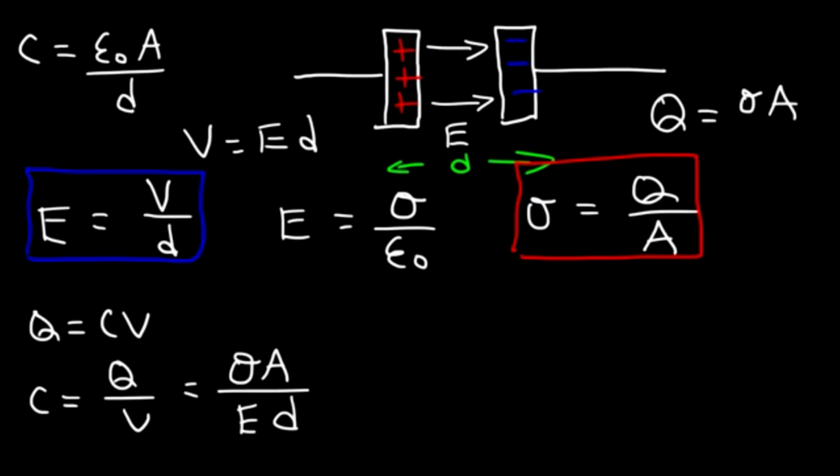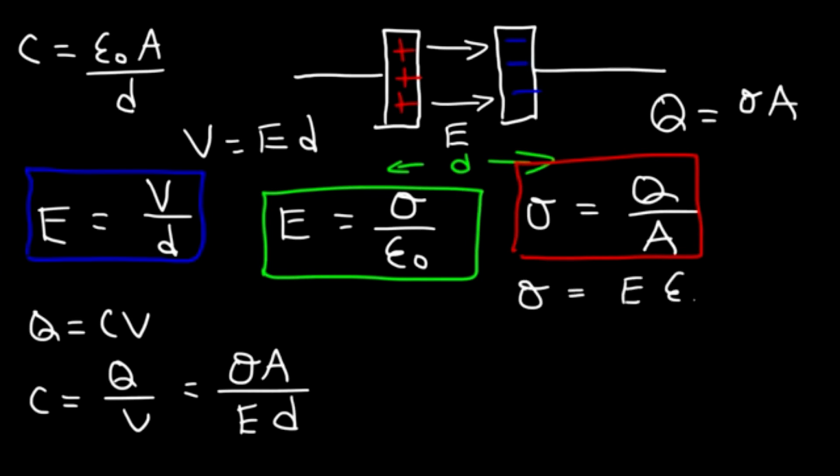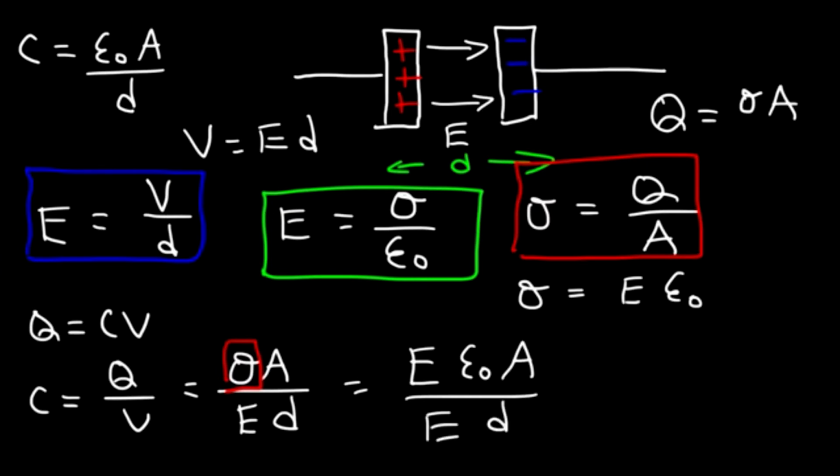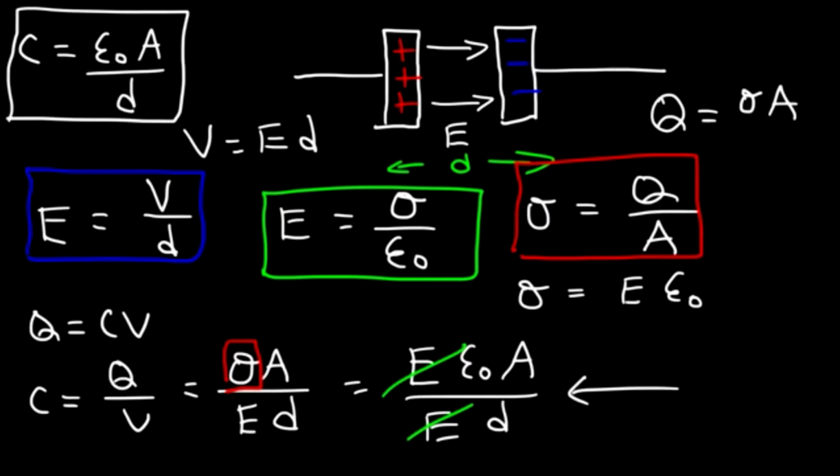Now, using the equation for the electric field, if we solve for sigma, the surface charge density is equal to the electric field times the permittivity of free space. So let's replace it with that. So E times epsilon sub naught times A divided by E times d is equal to the capacitance. Now we can cancel E. So therefore, the capacitance depends on the area and the separation distance. So that's how you can derive the equation.